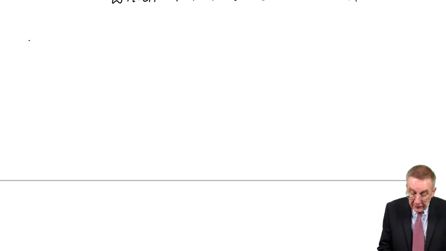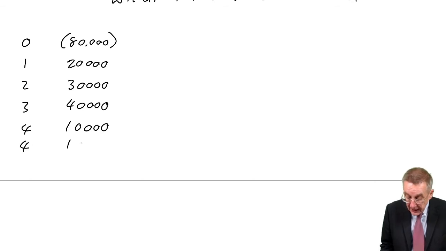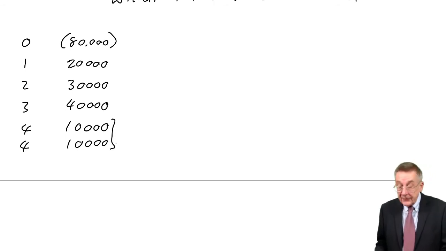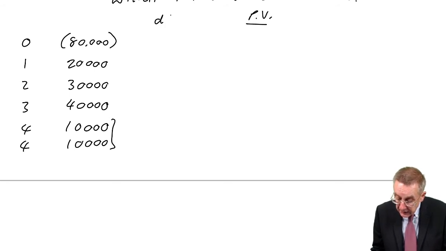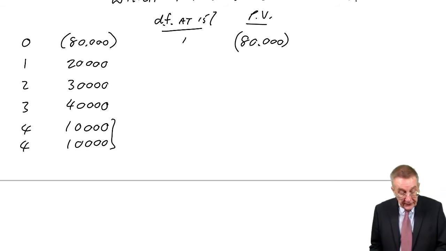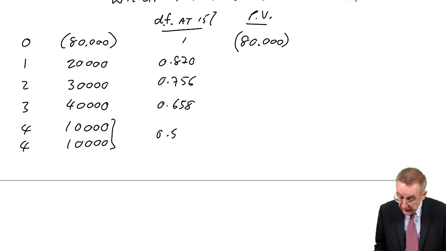But it's the same project, so we know the flows. There's an outflow, the original cost, of 80,000. Net cash inflows of 20 in 1 year, 30 in 2 years, 40 in 3 years, 10 in 4 years, and then another 10 in 4 years because we're scrapping it. The question's told us to calculate the NPV at 15%. So we'll discount in the normal way, but at 15%. So 80,000 now is 80,000. The discount factors, 15% for 1 year is 0.87. For 2 years, 0.756. For 3 years, 0.658. For 4 years, 0.572.